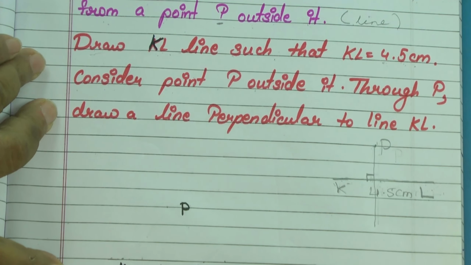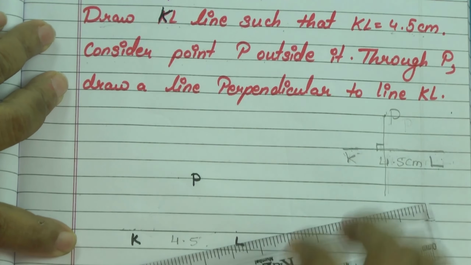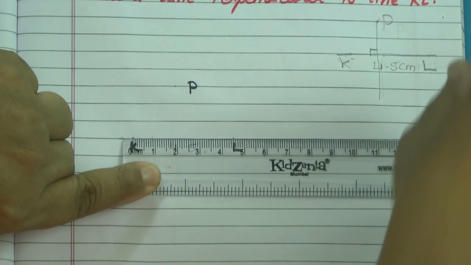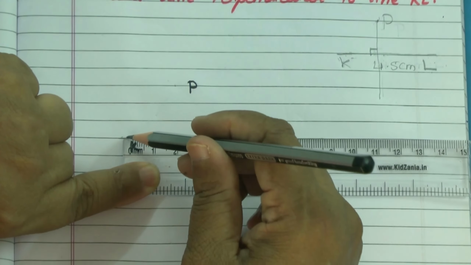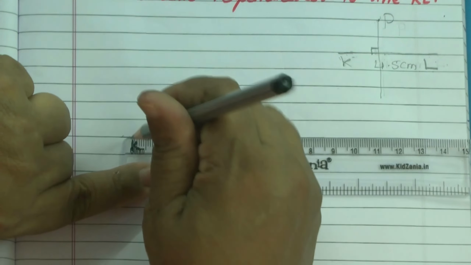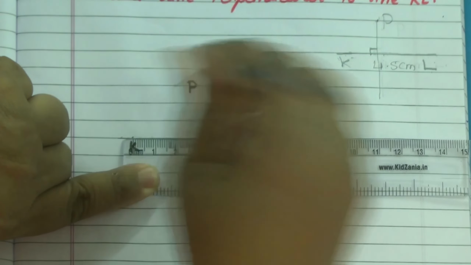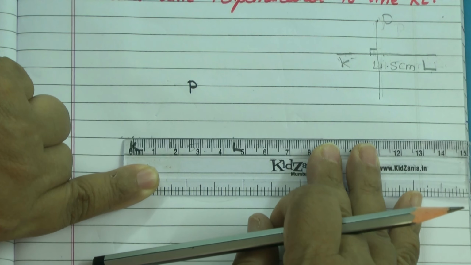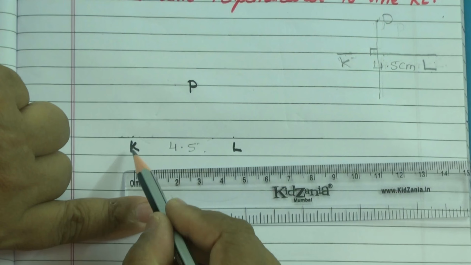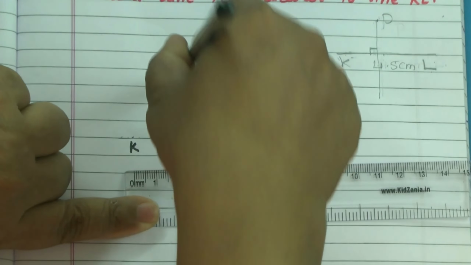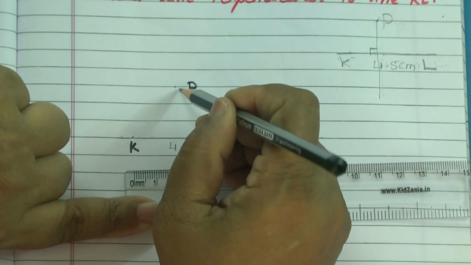So for that, as usual, I have done, you have to draw a line. After drawing the line, you have to take a point which is 4.5. You can see, children, it is exactly 4.5. Label it KL 4.5, and this is the point I have selected as P.